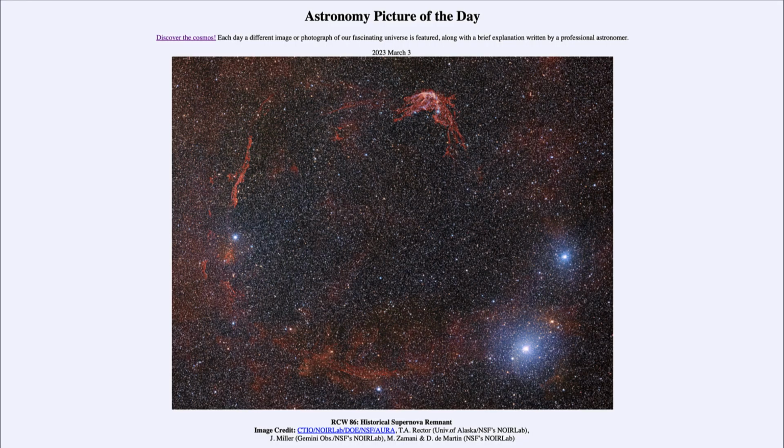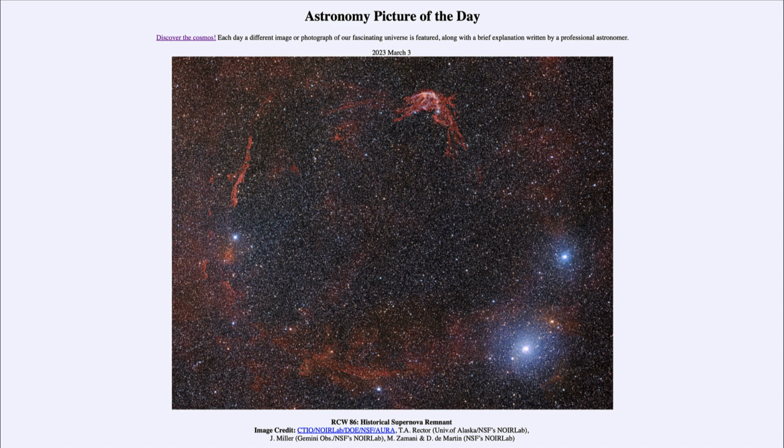One of the things that I like to do in each of my introductory astronomy classes is to begin the class with the astronomy picture of the day from the NASA website, that is apod.nasa.gov/apod. And today's picture for March 3rd of 2023, well, it is titled RCW 86 Historical Supernova Remnant. So what do we see here?